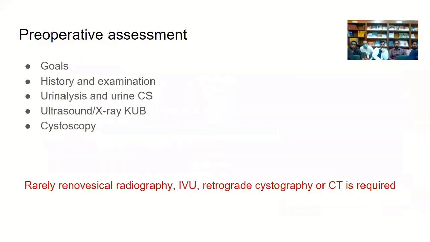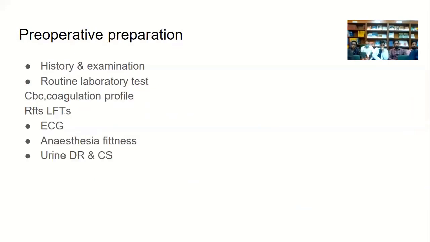Preoperative assessment, where the main goal of the surgery in case of vesical stone is not only to see the stone burden, but also to identify the cause of the formation of stone. We take detailed history and examination. Urinalysis and urine C&S is performed. Then ultrasound and X-ray KUB is performed. Cystoscopy is performed. Rarely we use radiography like IVU, retrograde cystography, or CT scan.